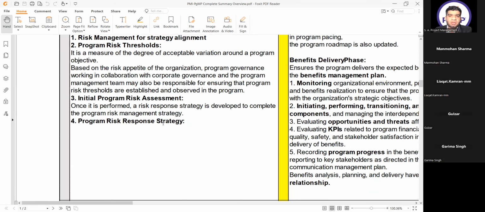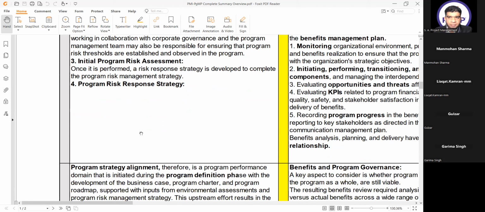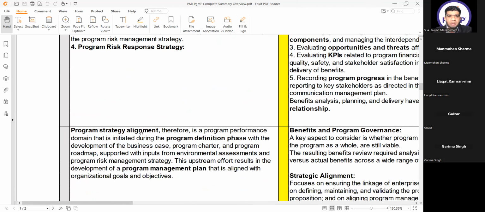And then we have program risk response strategies, how we are going to apply different strategies from the risk management.